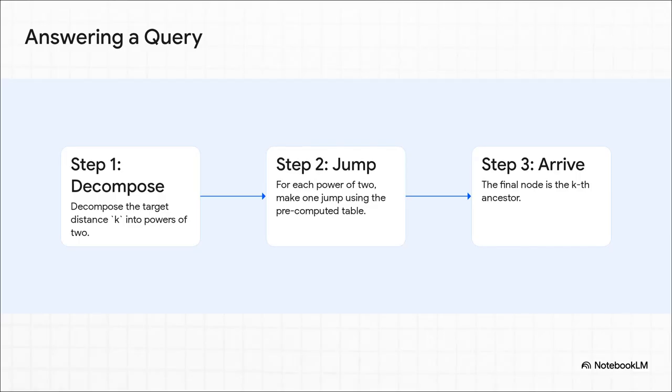And using it is a piece of cake. You want to find the kth ancestor? Just look at the binary representation of k. Every time you see a 1 in the binary number, you take that corresponding jump from your pre-computed table. So for 13, that's 1101 in binary. That means we make an 8 jump, a 4 jump, and a 1 jump. A few simple lookups, and boom, you're there.